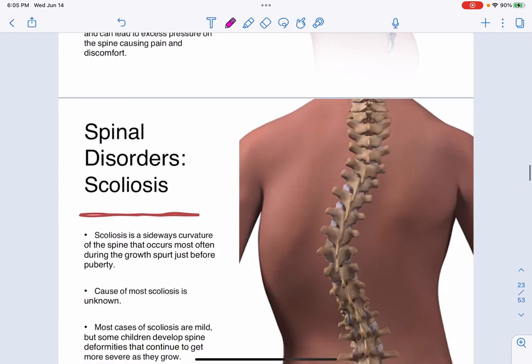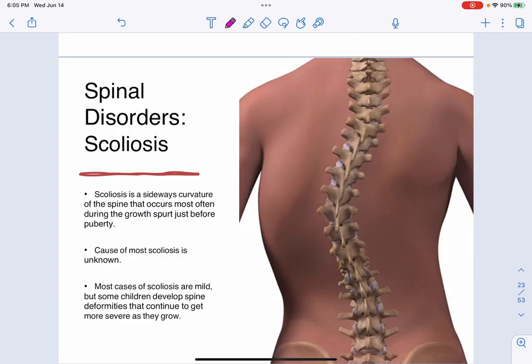And then finally, scoliosis. This forms kind of an S shape of the spine. This is a lateral curvature, and this can happen in the thoracic or lumbar region or both. And this happens usually during a growth spurt or just before puberty. The causes of it are unknown. Usually most cases are mild, and most people kind of grow out of it as they age.